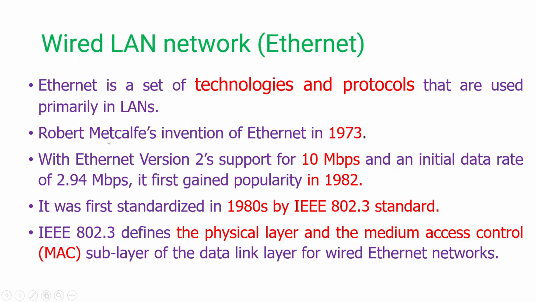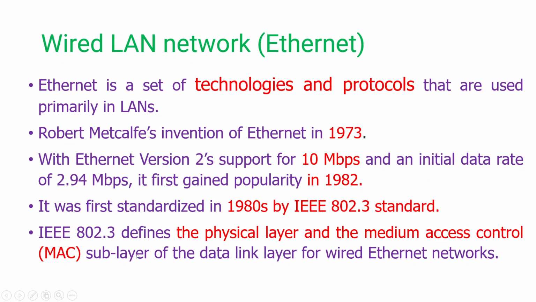Ethernet was invented by Robert Metcalfe in the year 1973. Then its speed version gained popularity in 1982, and it is a set of technologies and protocols that were used primarily in wired local area networks. Even though wireless LAN networks gained popularity, Ethernet also has its own advantages and popularity. It was first standardized by IEEE in the 1980s as IEEE 802.3.